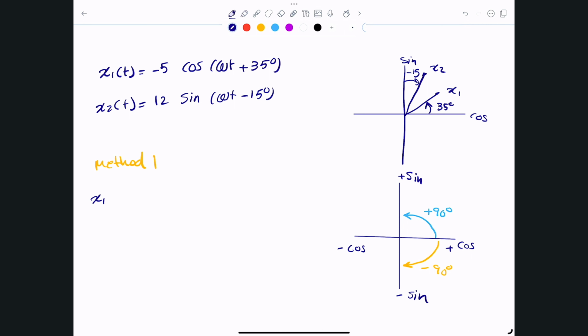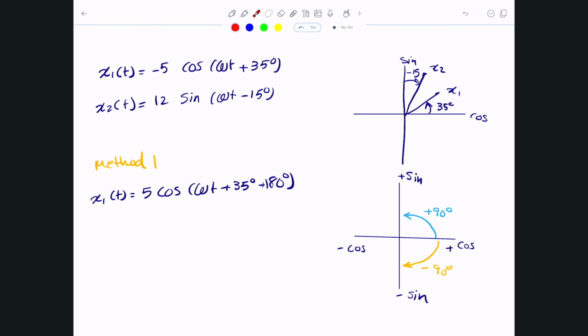So that tells me x1 of t. I need to convert that to positive cosine. So of course, if I'm at the negative cosine, I need to move to the positive cosine. I either add 180 degrees or subtract 180 degrees. Both of them are the same. So I will be adding 180 degrees. So that tells me 5 cosine omega t plus 35 degrees plus 180 degrees. And I already got rid of that negative in here. We compute what that is. That's 5 cosine omega t plus 215 degrees, and that's basically x1 of t.